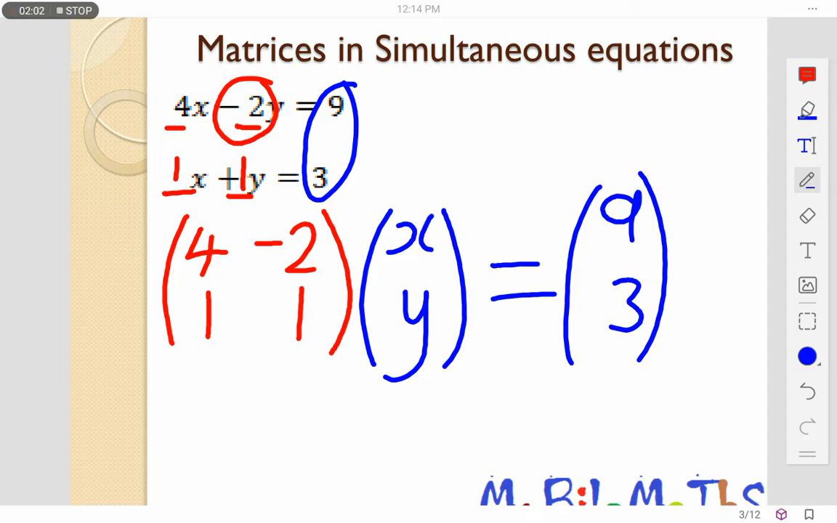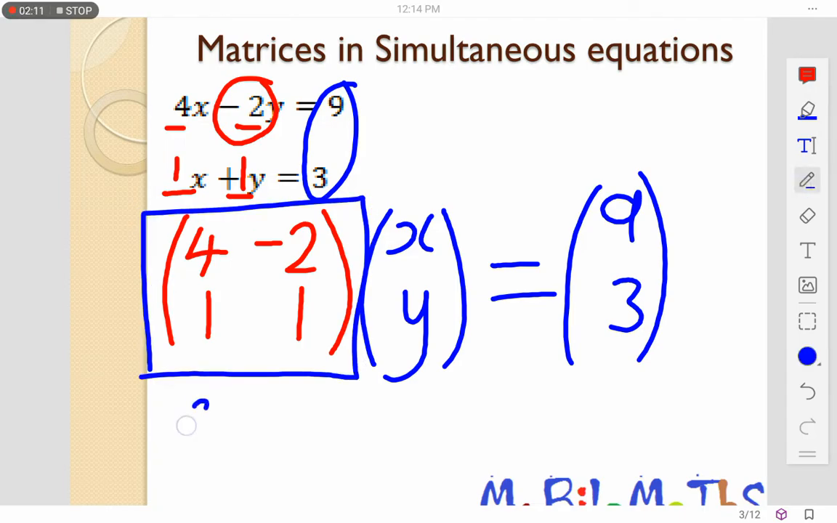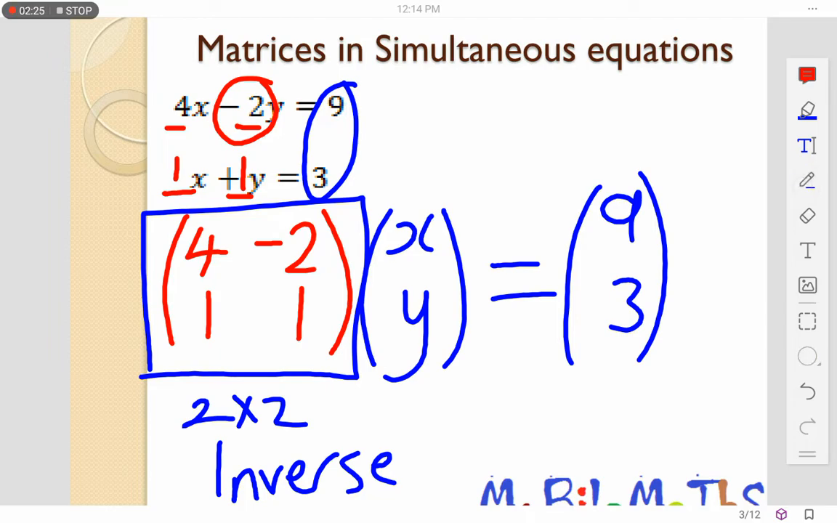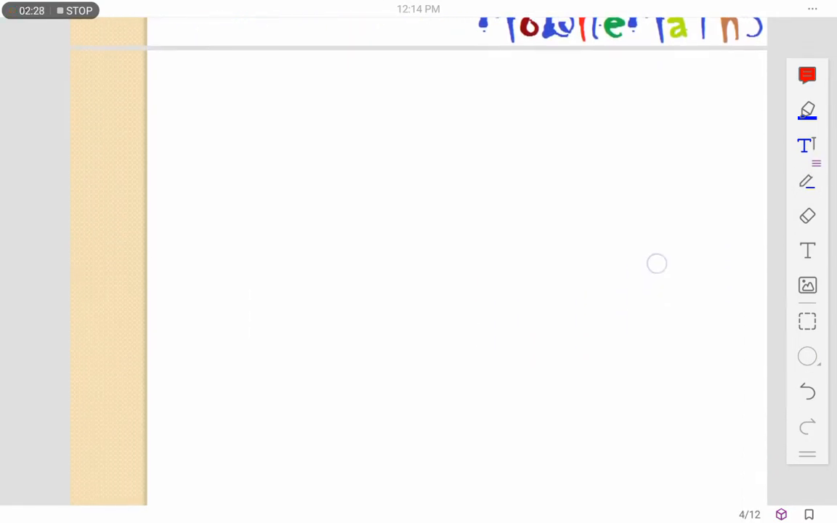Okay, now that we have written this in a matrix representation, what we are going to do is this. We are going to take the first matrix, this 2 by 2 matrix, and we are going to find its inverse. So we'll do what we have learned from previous lessons. Let's find the inverse of that. Okay, so let's find the inverse of 4, 1, minus 2, 1.